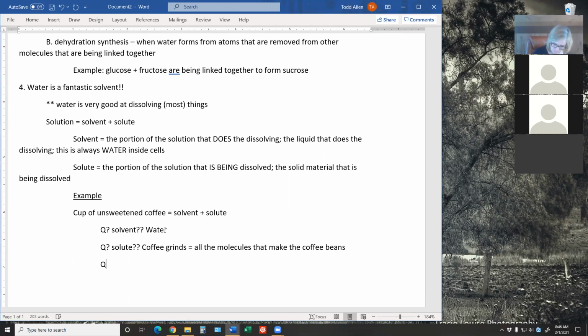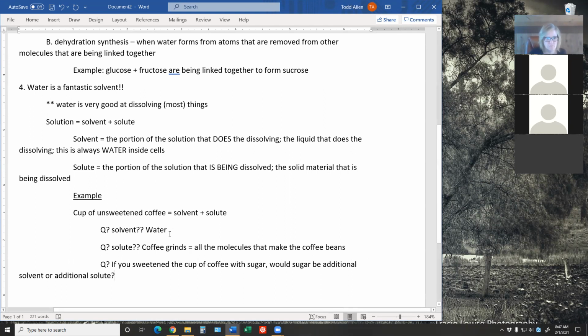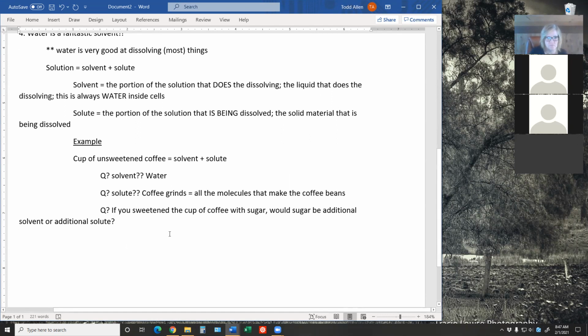Another question. If you sweetened the cup of coffee with sugar, would sugar be additional solvent or additional solute? If you sweeten the cup of coffee with sugar, would sugar be additional solvent or additional solute? What do you think, folks? Okay, good job, Robin and Jarrett, Kiana, good job. Okay, so it would be additional solute, right? Additional solid material that is dissolved by the water of the coffee. Okay.